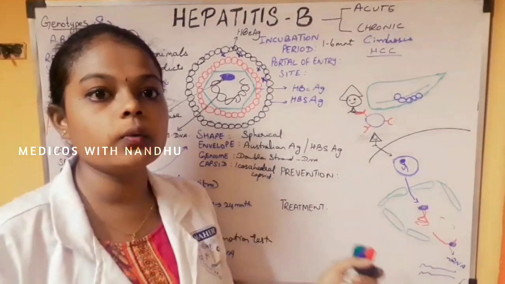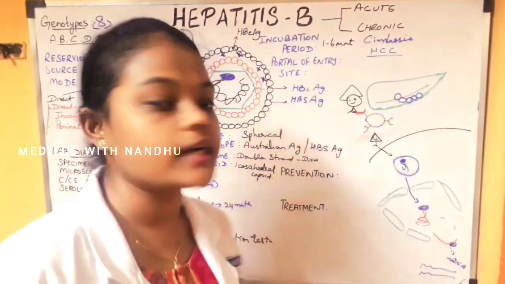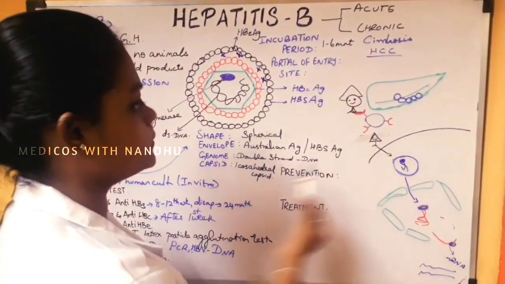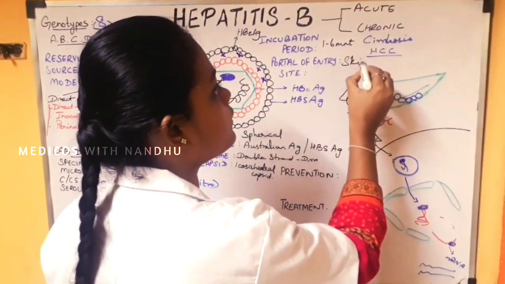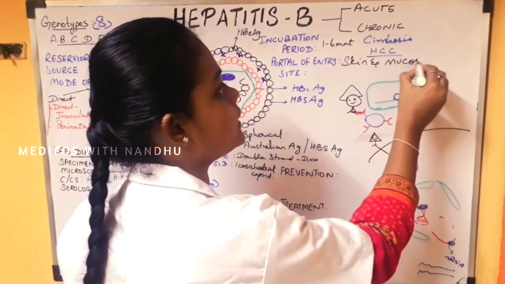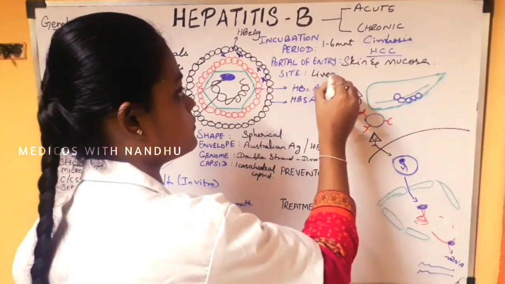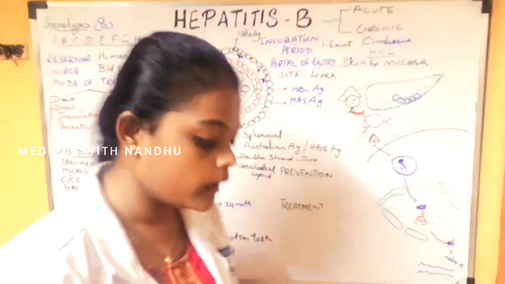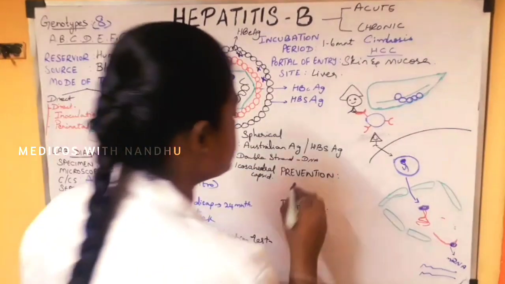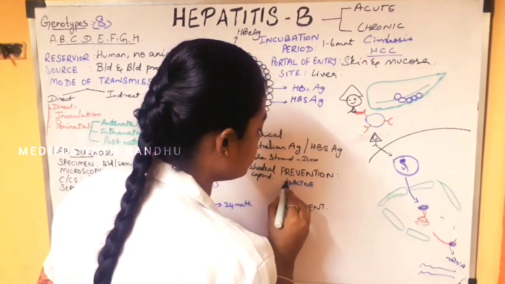And portal of entry: it will enter by skin and mucosa because it is transmitted by blood and blood products. Mainly blood will be transmitted through the skin and mucosa membrane. So skin and mucosa will be the portal of entry, and the site is mainly the liver. Okay, and the next one will be prevention. Same as hepatitis A, it can be prevented in 2 ways: one is active and the other is passive.